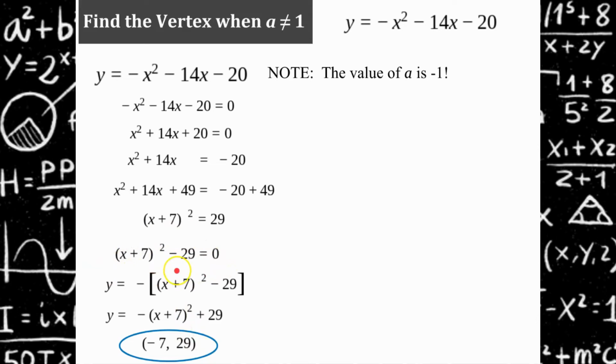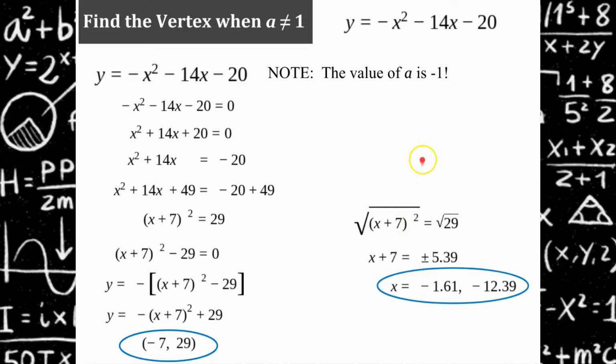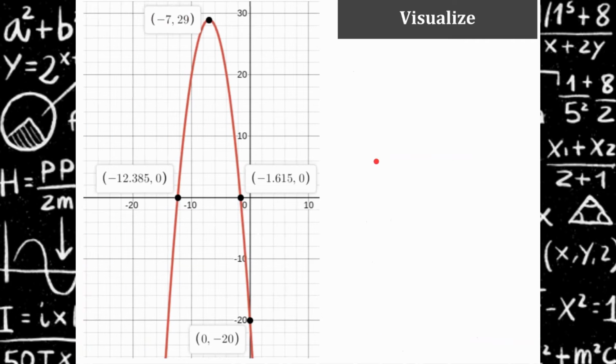Noticing if you left it here, something would seem awry because it wouldn't work out when you went to graph it and checked it. Now let's go back over to here. Completing the square, we're going to finish by taking the square root of both sides, and then subtract 7 from both sides, giving us our roots. Okay, now let's look at this on a graph to make sure it all makes sense. That's what the graph does. It visualizes and shows whether my solutions make sense.